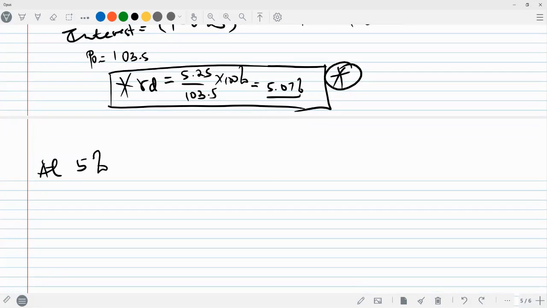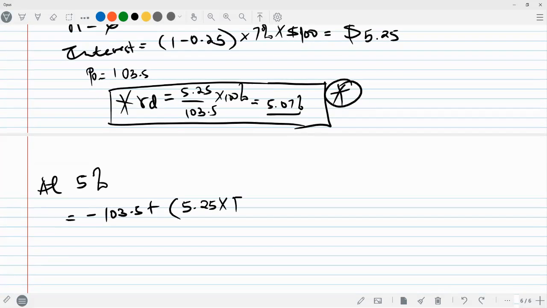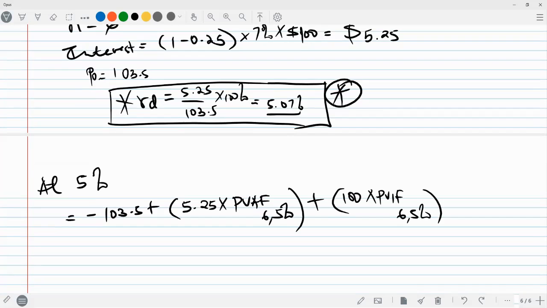At 5%, we discount the cash flows at 5%. We go to negative the market value of 103.5 plus the interest we earned, 5.25. It is going to be earned for 6 years, therefore times the present value annuity factor for 6 years at 5%, our first trial here, plus the redemption value. We assume it is at par value, given at par value, times the present value interest factor for 6 years at 5%. And you get how much? The sum.